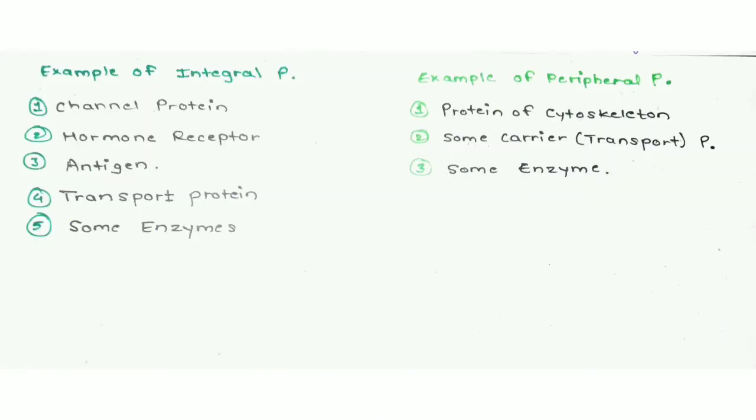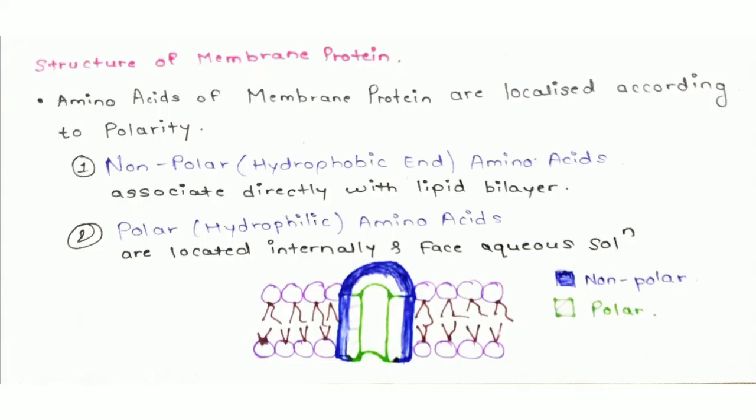Let's now study the example of integral protein as well as peripheral protein. In integral protein, we have channel protein, hormone receptor, antigen, transporter protein, and some enzyme. Whereas in peripheral protein, we have protein of the cytoskeleton, some carrier or transporter protein, as well as some enzyme. Now let's study the structure of this membrane protein.